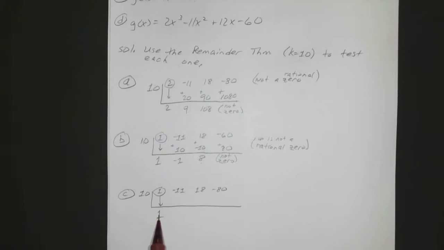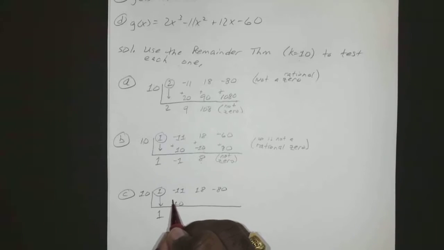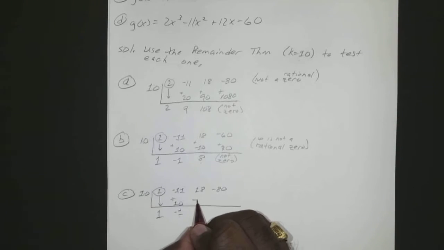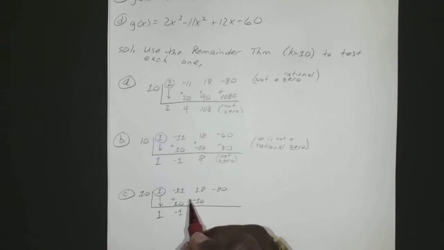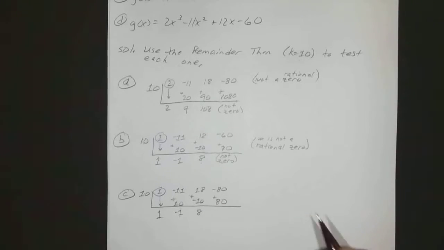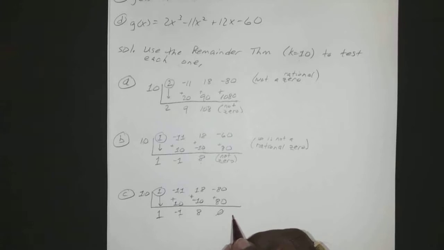So 10 times 1 is 10. Add these together: -11 and 10 is -1. Now you multiply 10 times -1, which is -10. Add these two together: 18 and -10 is +8. 10 times 8 is 80. If you add these together, you get 0, which is the remainder you were looking for.